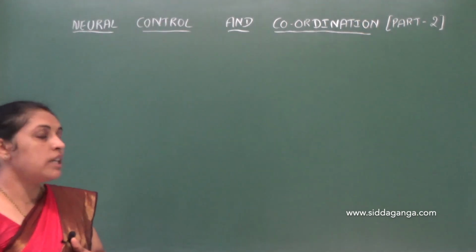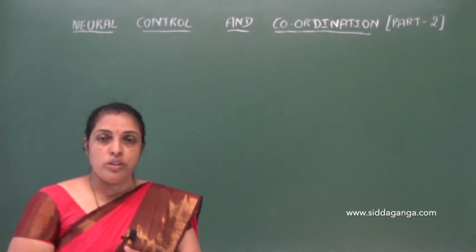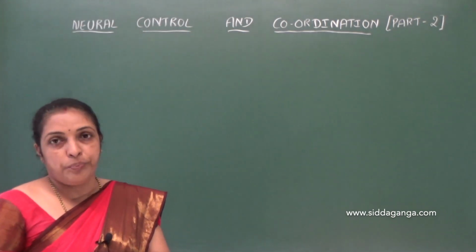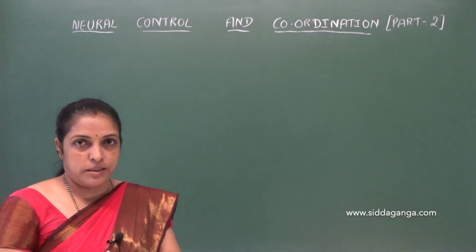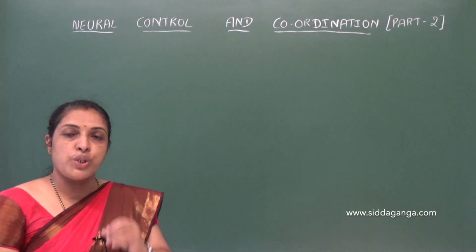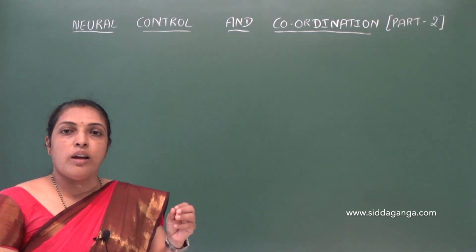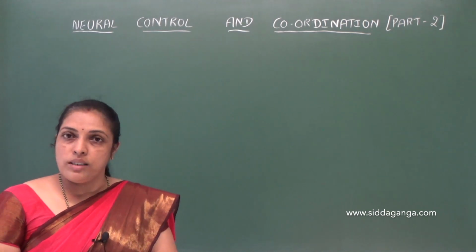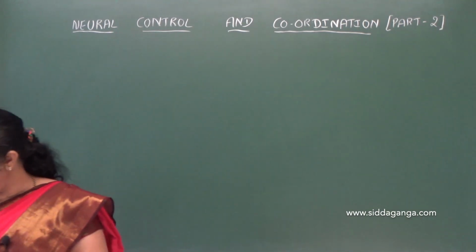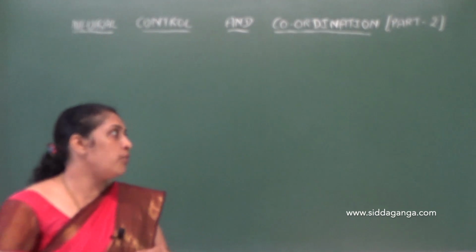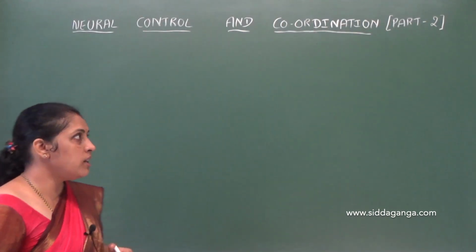Today we will discuss the structure of neuron, types of neuron and neuroglia cells. We know that nervous tissue is made up of two types of cells. One is neuron, another is neuroglia cells. So today we will discuss the structure of neuron, types of neuron and also types of neuroglia cells.